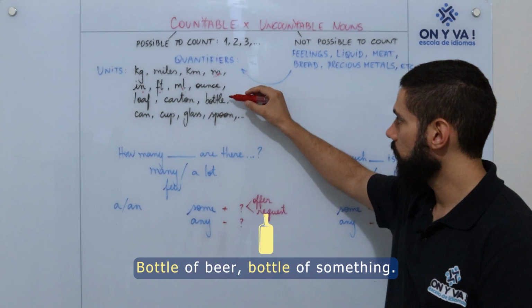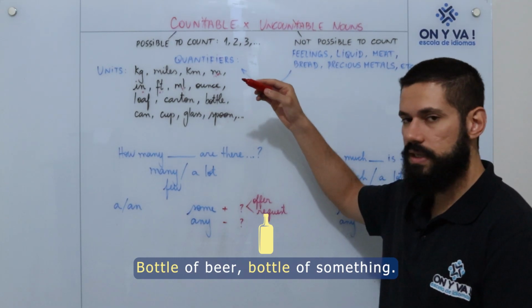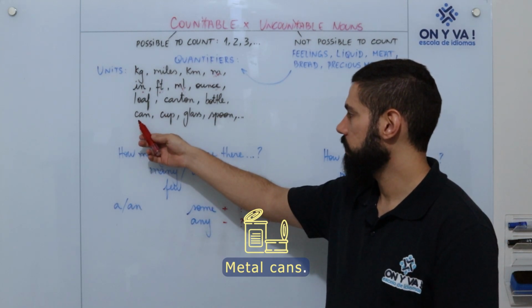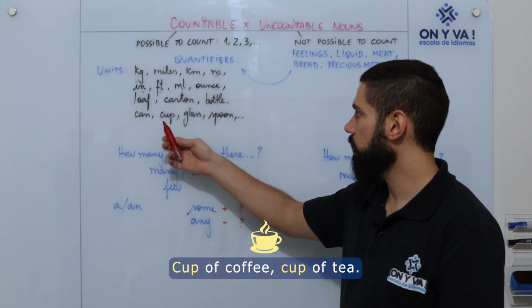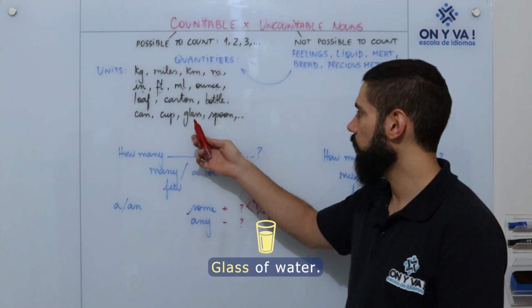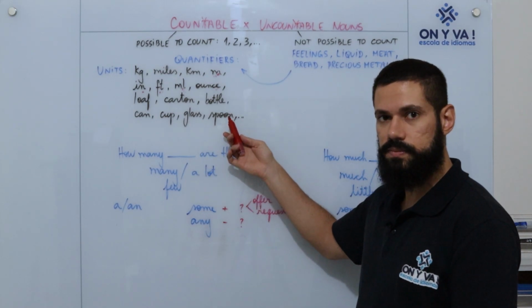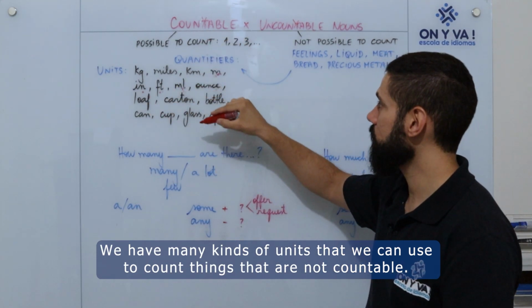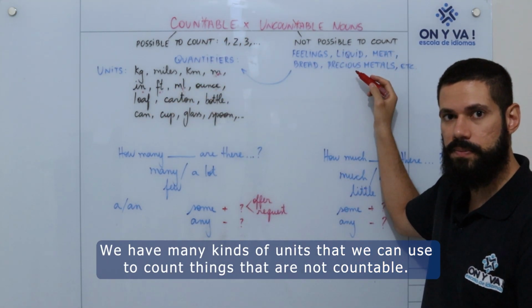Bottle of beer, bottle of something. Can is the metal can. Cup of coffee, cup of tea, a glass of water, a spoon. So we have many kinds of units that we can use to count things that are not countable.